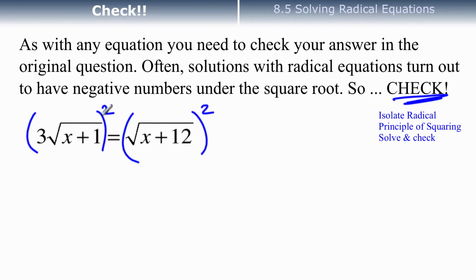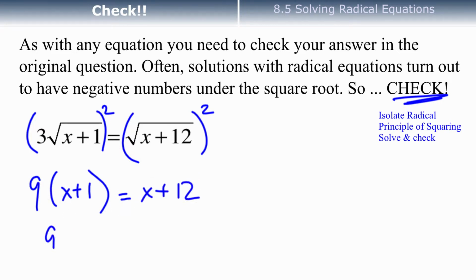If I'm squaring, this is the power of a product rule, where I have to square the 3, that's 9, and I have to square this thing. Well, when I square this thing, it cancels it out, right? So I'm just left with x plus 1. Notice I put it in brackets there, because this is multiplying. It's multiplying by anything that's over here. Is equal to, the square root cancels, so this would just be x plus 12.